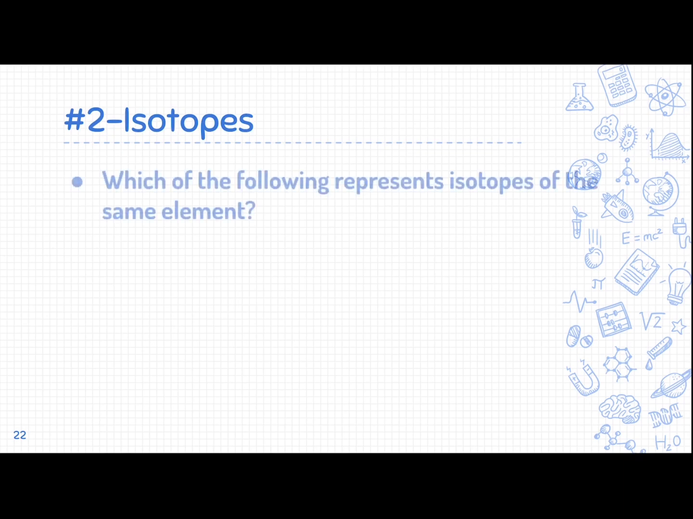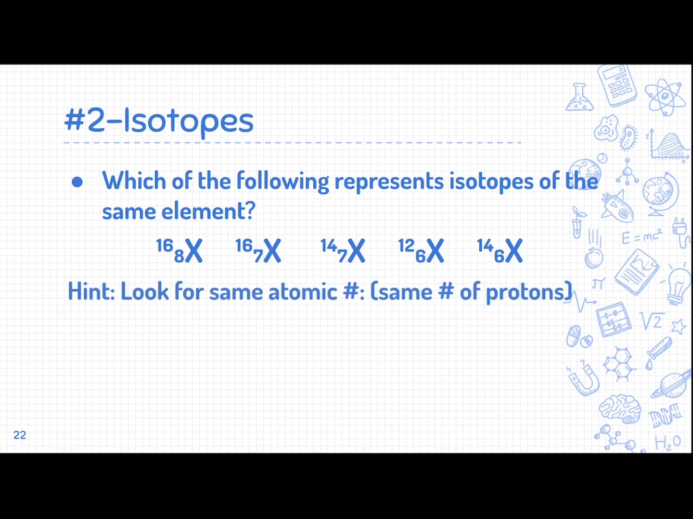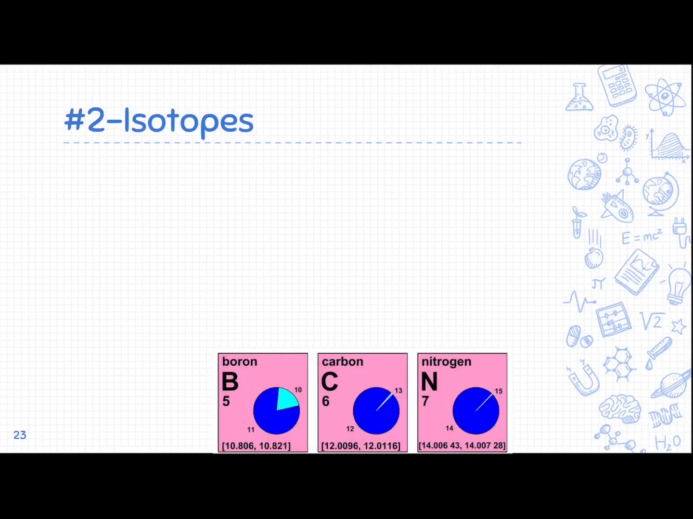Okay, isotopes. Which of the following represents isotopes of the same element? So here's all my isotopes. I need to figure out what elements they represent. Look at the atomic numbers. So the numbers on the bottom, anything that has the same atomic number is the same element. Okay?